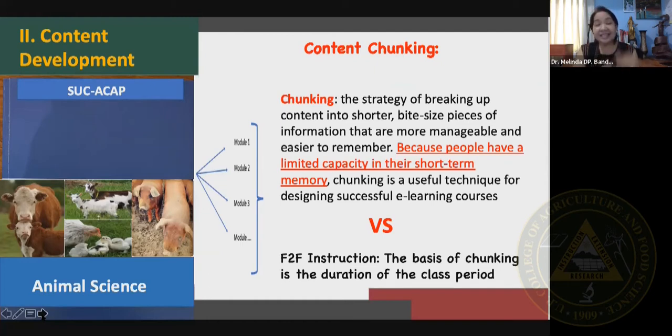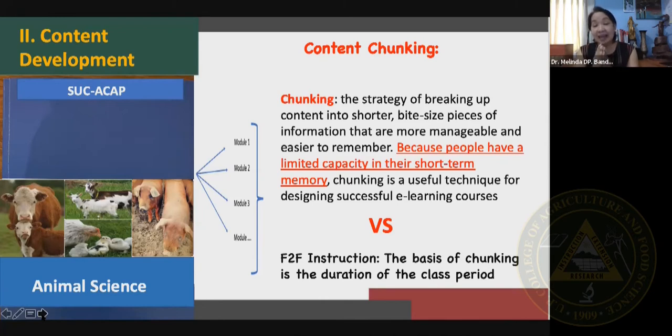So bakit? Kasi when we chunk our lessons, the content, in a face-to-face instruction, usually our basis is the duration of our class period. Isang oras at kalahati, ano ba ang pwede kong ituro sa isang oras? If all the events in instruction ay gagawin ko. Di ba? For every meeting sa face-to-face. So, i-consider ko yon. So, yun yung basis ng chunking natin. Isang oras at kalahating oras, 3 oras. Di ba? Yun yung basis natin.